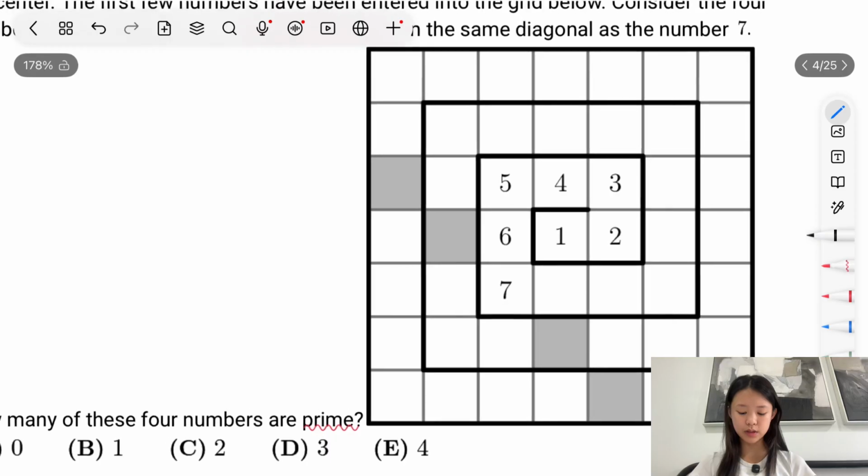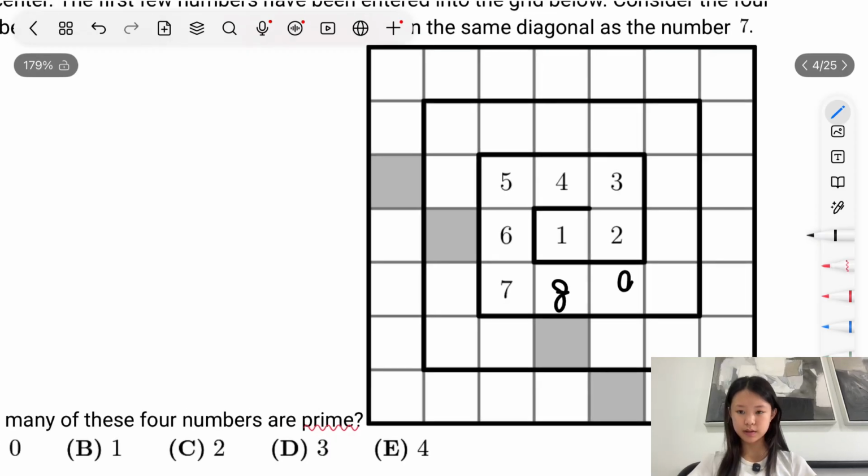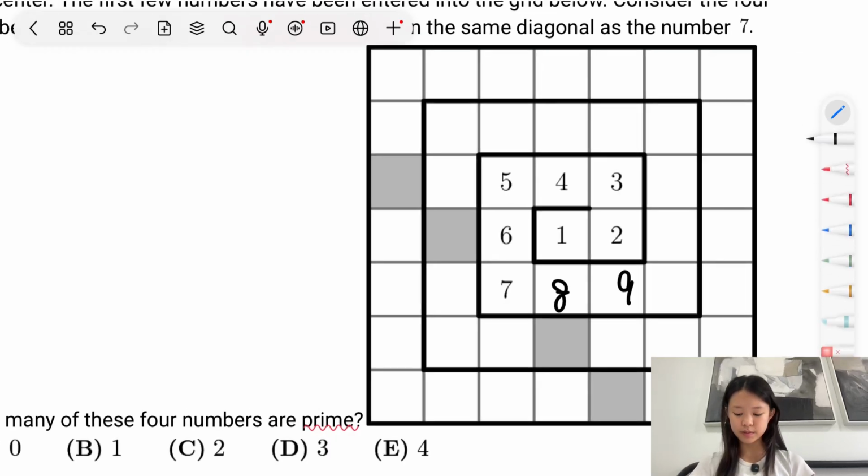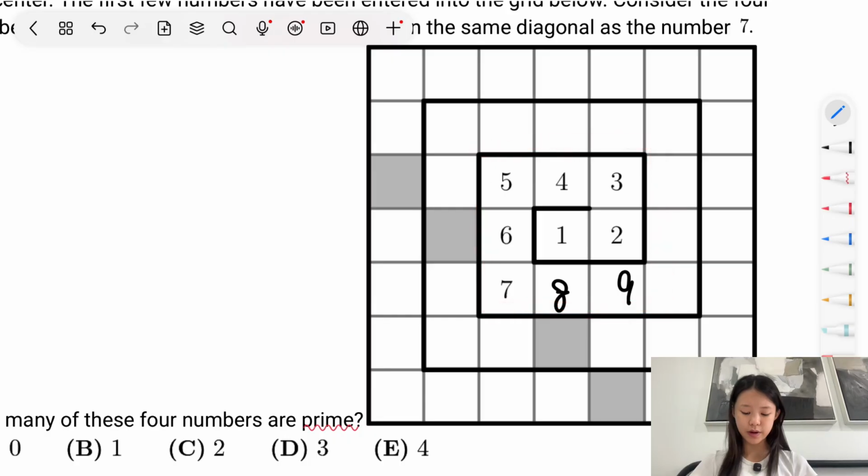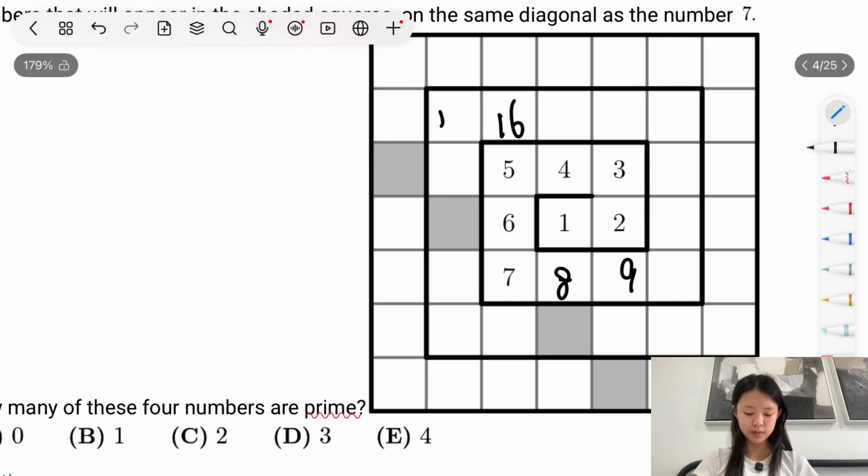So notice that if you keep extending these numbers, you'll realize that for each of the squares, the final number is the square number. For example, 4 is 2 squared and 9 is 3 squared. So that means that this thing here would be 16. So this is 17, 18, and that is 19.